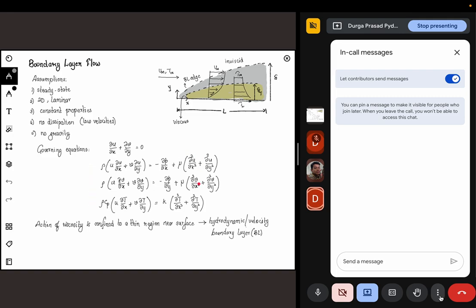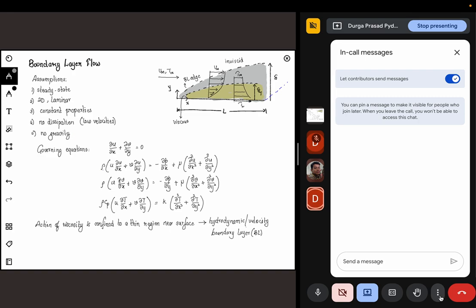Again, all these are 2D equations. Whenever I say 2D, it is only true when the third dimension is very large compared to the other dimensions at this particular scale. So when the width of the plate is very large compared to the other dimensions, you can consider that flow to be 2D. And then we are also assuming constant properties, so that rho, mu, and all these things are constant. No dissipation, I've already mentioned, and we are neglecting the gravity effect.